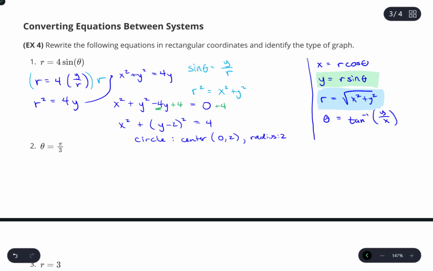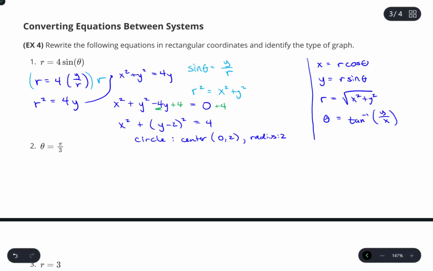So the center is the x and y transformations, so the horizontal shifts and vertical shifts on the x and y variable. Just take the opposite of the signs listed, and the radius is the square root of this constant value. All right, let's try the next one.